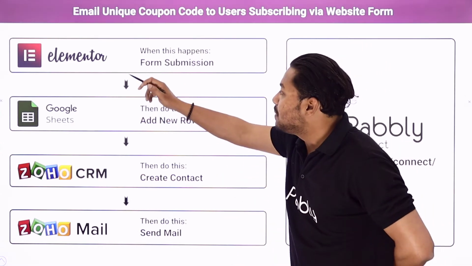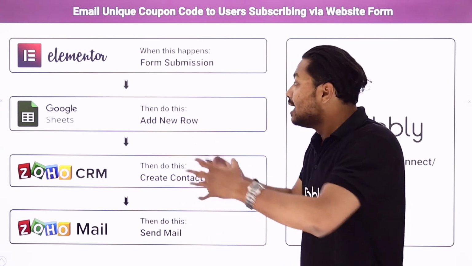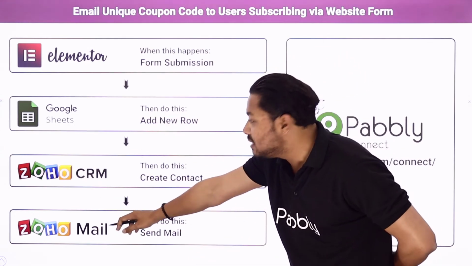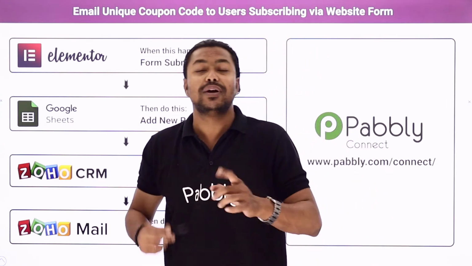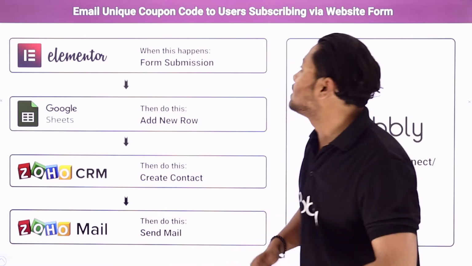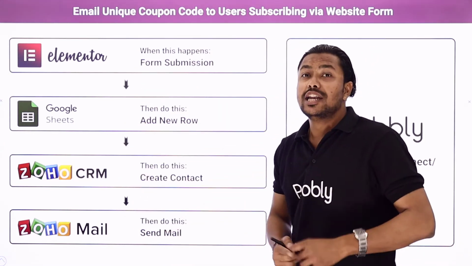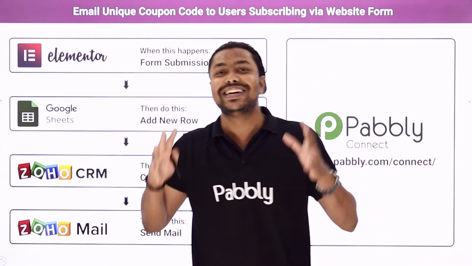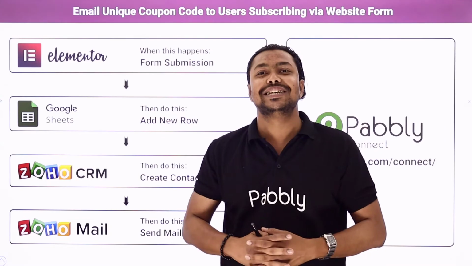Then that person will automatically be added into Zoho CRM as a contact, and then an automatic mail will be sent from our Zoho Mail to his email. To do this automation, we are going to use an integration and automation software service, Pabbly Connect, which will help us connect Elementor, Google Sheets, Zoho CRM and Zoho Mail together. If you want to learn how to automatically create these magic coupon codes, come with me to the screen.